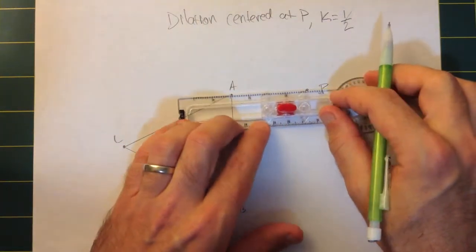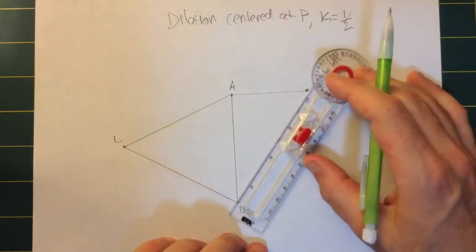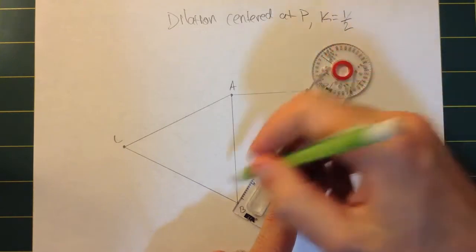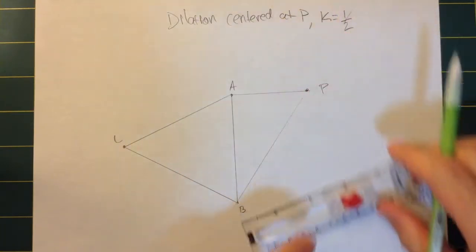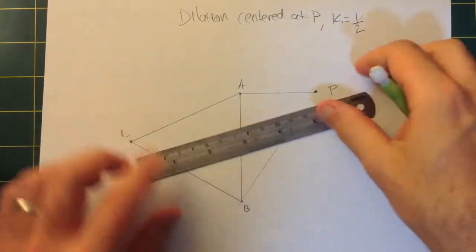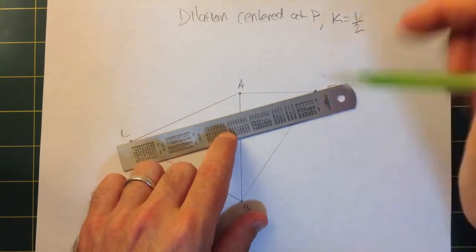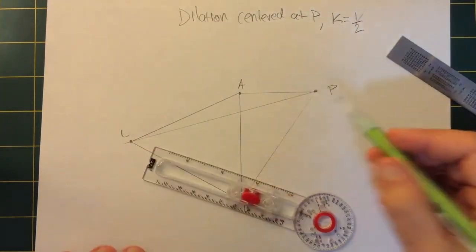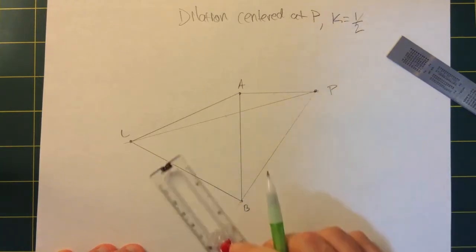There is a segment I can add in here that connects P to A, that connects P to B, and connects P to C, but this straight edge won't reach. Will this one reach? Yeah. So we'll connect those. And now I'm going to use my compass to do a perpendicular bisector to this, to this, to this, find those midpoints and connect them.